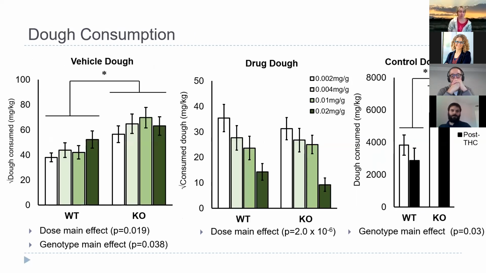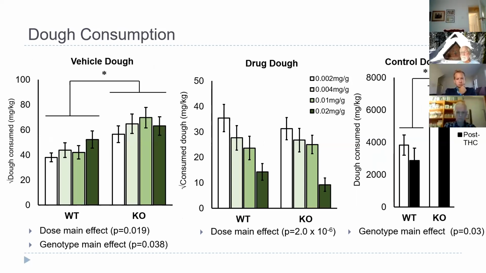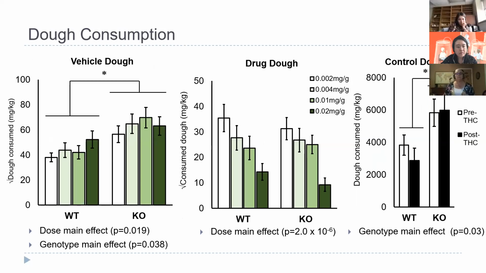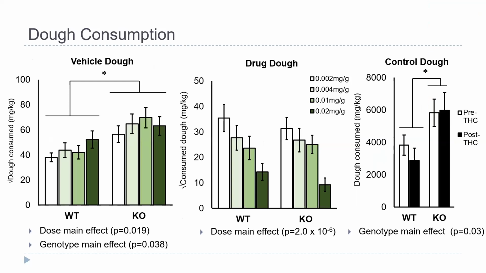So where this preference difference seems to be arising from is the amount of dough that's actually being consumed by these animals. If we look at the amount of vehicle dough that's being consumed in this graph on the left, as well as the amount of control dough, so dough given without THC, either of the balls having THC, we see that these knockout mice are actually consuming more dough overall than the wild type mice are. However, there isn't a compensatory increase in the amount of drug dough that's being consumed by these animals, thus explaining why the preference for the drug dough is lower in the knockout animals.